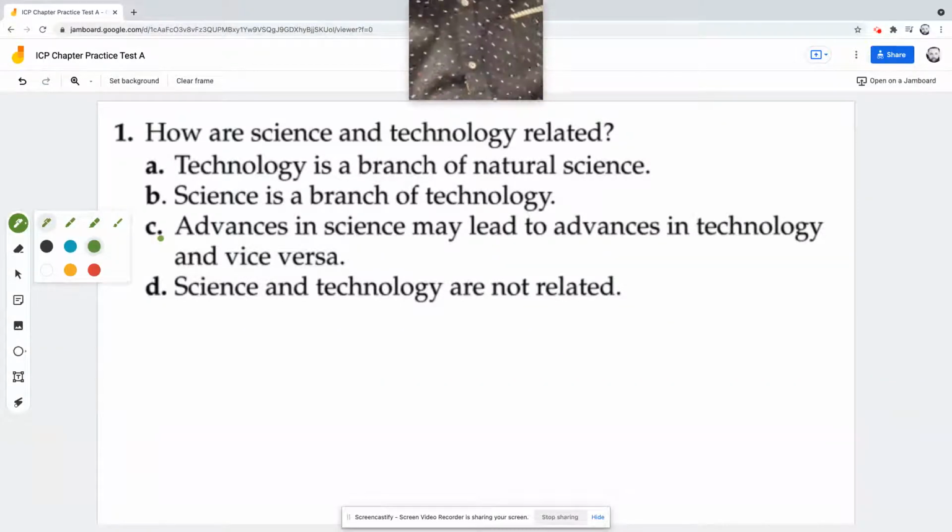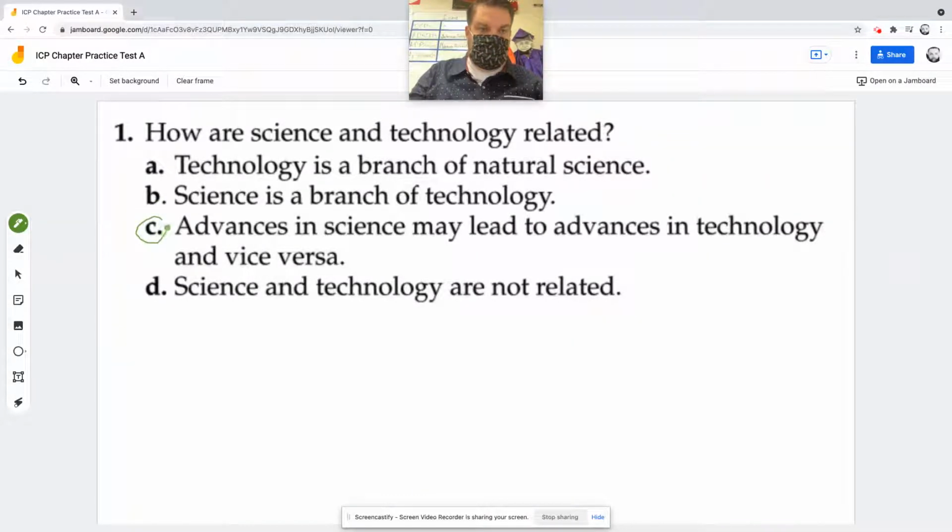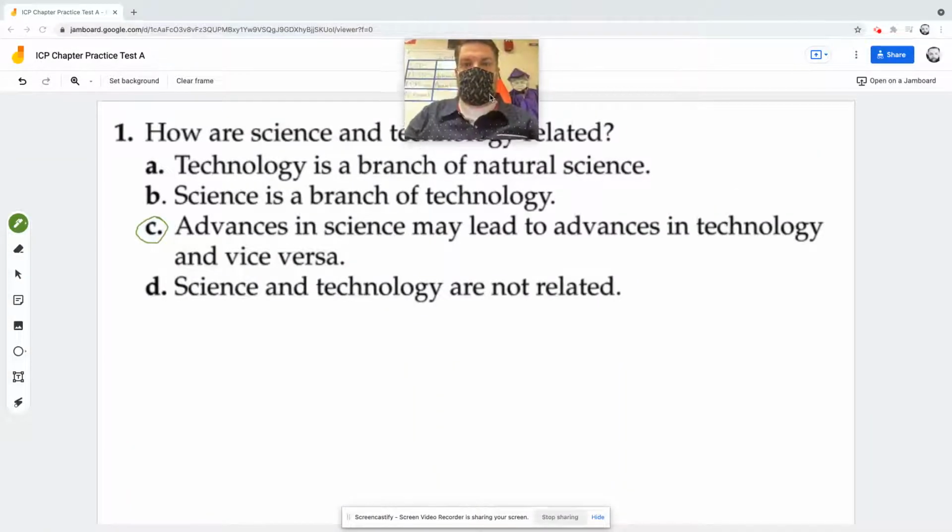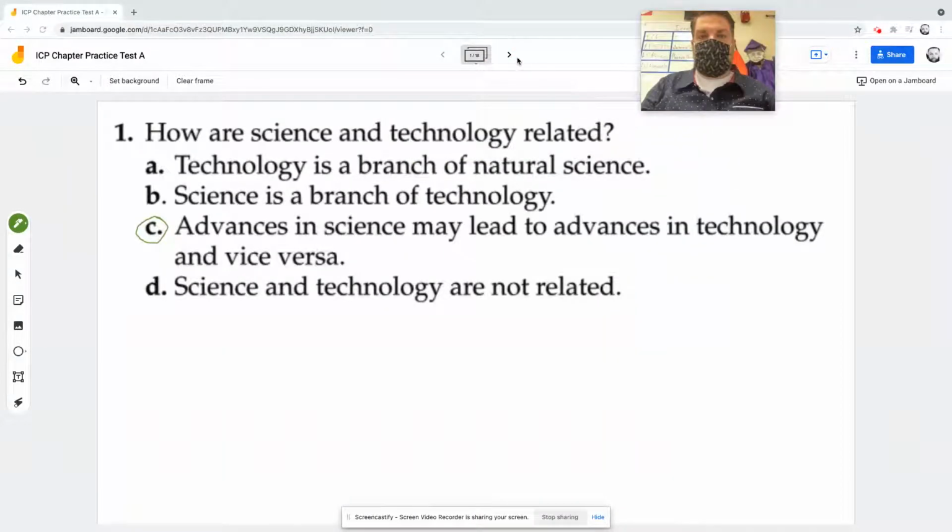What seems to be the problem here? So C is correct. All right. Oh, I can't put my face there because then I can't move to the next one.